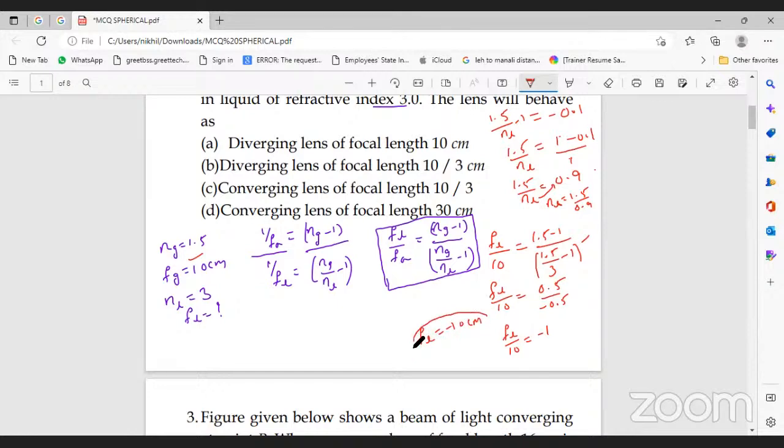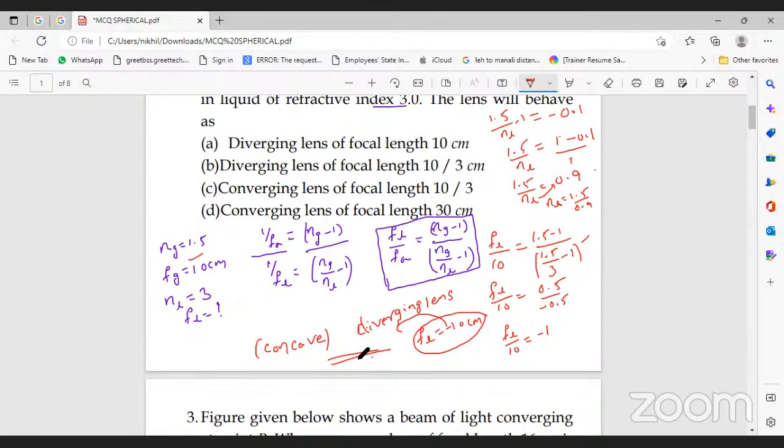Yes, sir. What is the meaning of this negative sign, my dear? So it's a concave lens, sir, diverging. Negative lens, negative focal length means it is a diverging lens, as you told. Yes, sir. Diverging lens means what type of lens? Concave lens. Very good.